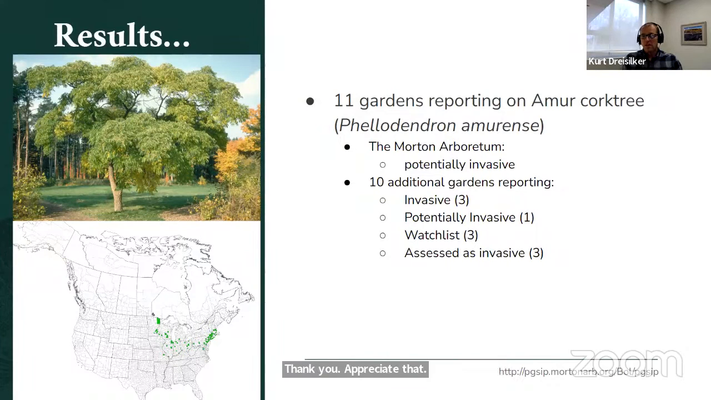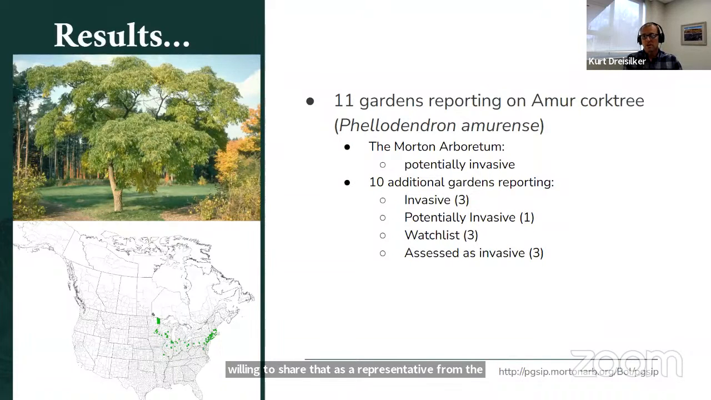As I mentioned, Phellodendron amurense is the Amur cork tree. 11 gardens are actually reporting this particular species. At the Morton Arboretum, we have a significant history with this species. We've ranked it potentially invasive, and I'm willing to share that as a representative from the Morton Arboretum. However, we have 10 additional gardens reporting across all the other categories as well.